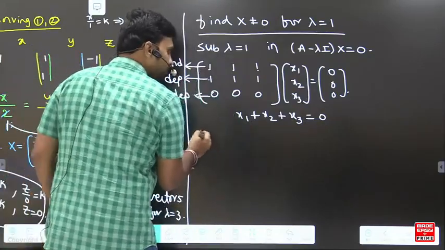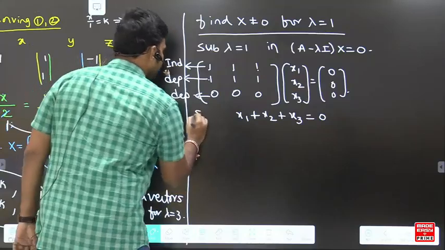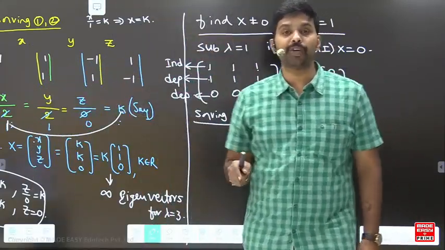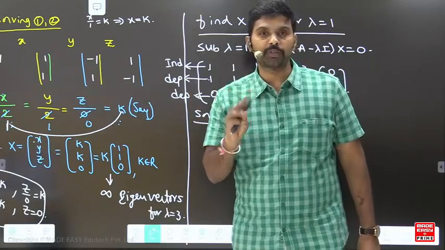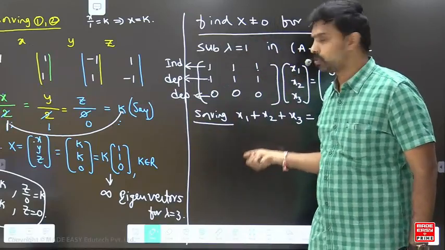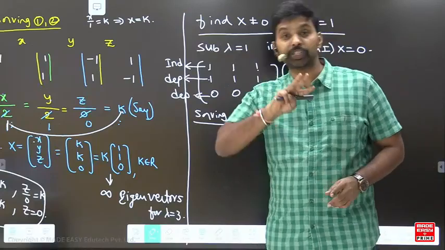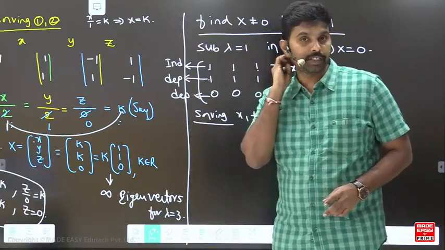So how do you solve this? The previous procedure which I have given was for two equations in three unknowns, but this is not two equations in three unknowns. This is one equation in three unknowns. How do you solve one equation in three unknowns? Let's see that.